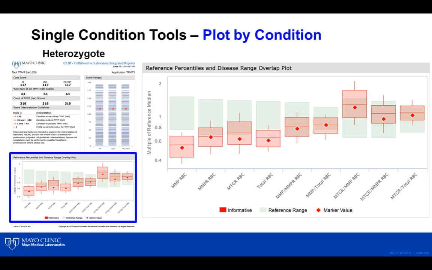The first section of the report is the plot by condition, a visual comparison between reference and disease ranges, shown as multiple of a reference median, and the results of each marker in the case under evaluation, shown as red diamonds. This plot is useful to detect discrepancies in the pattern that could be caused by an artifactually high or low value of a single marker, potentially leading incorrectly to the assignment of an informative score.